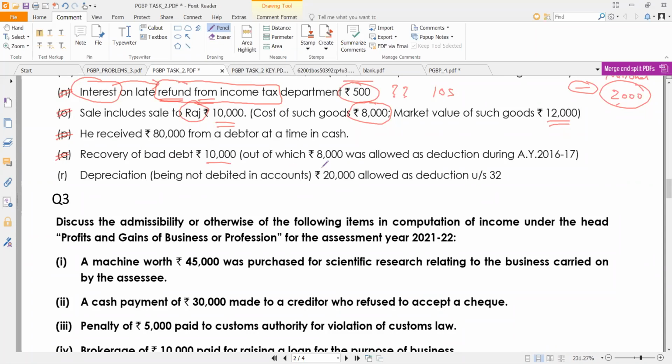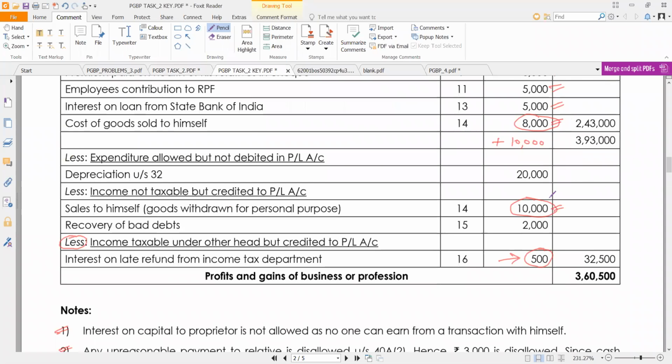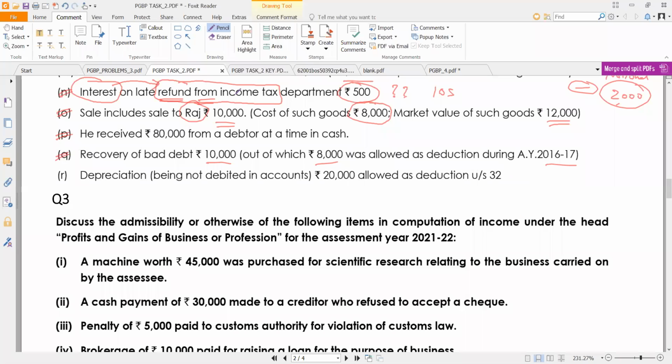Recovery of bad debts is 10,000 rupees, out of which 8,000 was allowed as deduction earlier. So how much will be taxable now? Only 8,000 will be taxable naturally. Whatever is the recovery of bad debts, how much was allowed as deduction earlier is 8,000. Recovery happened 10,000. Actual bad debts recovered minus allowed as deduction earlier. So how much will be taxable now? The taxable amount will be only 8,000.